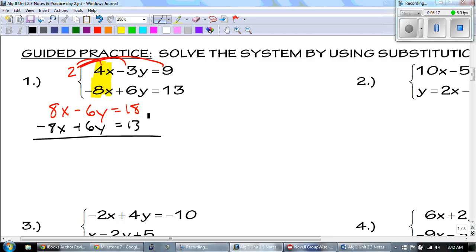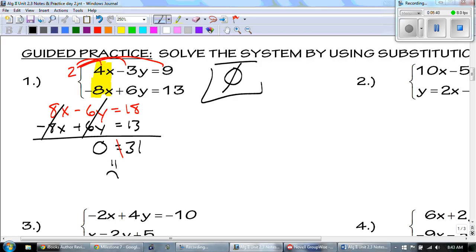And when I go to combine everything, my x's cancel and my y's cancel. So on the left side, I'm left with 0, not 0x or 0y, just 0. And 13 plus 18 gives me 31. And that is false. 0 does not equal 31. So my answer is no solution.